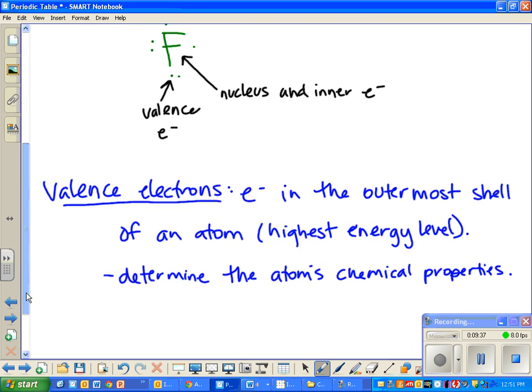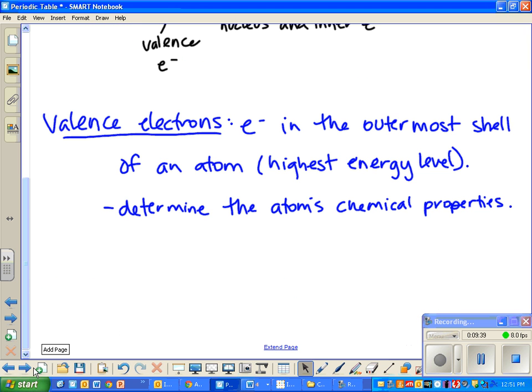If we were to do lithium, lithium would be 1s2, 2s1. So highest energy level is 2 with 1 electron. So we would draw the symbol, and we'd have 1 dot. That dot can be on any side, does not matter. What matters is it's on a side, the left, the right, the top, or the bottom.